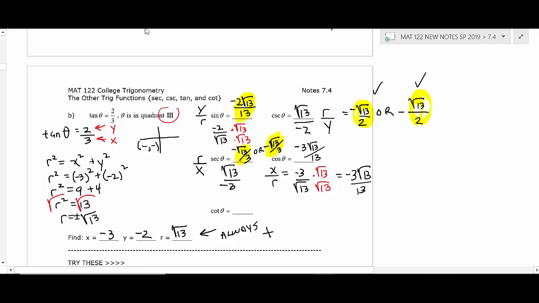So see, the whole key on this is to get x, y, and r and get the signs right. The most common mistake students make is they get the signs wrong.